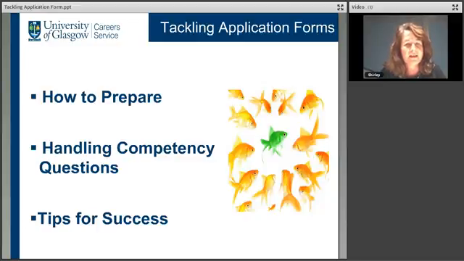Next, we'll look at how to handle competency questions. Questions such as give an example of when you've worked in a team, or when you've persuaded someone else to your point of view. And lastly, we'll finish with some tips for success. If you look at the image here of the goldfish, that's what it's all about. It's making sure that you stand out from the crowd.